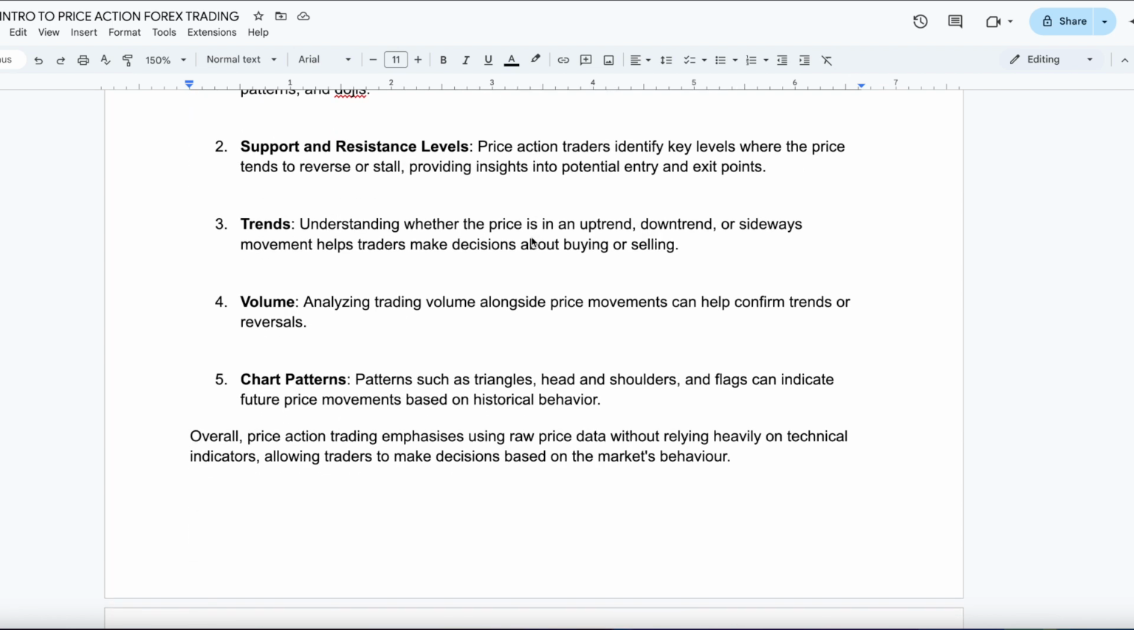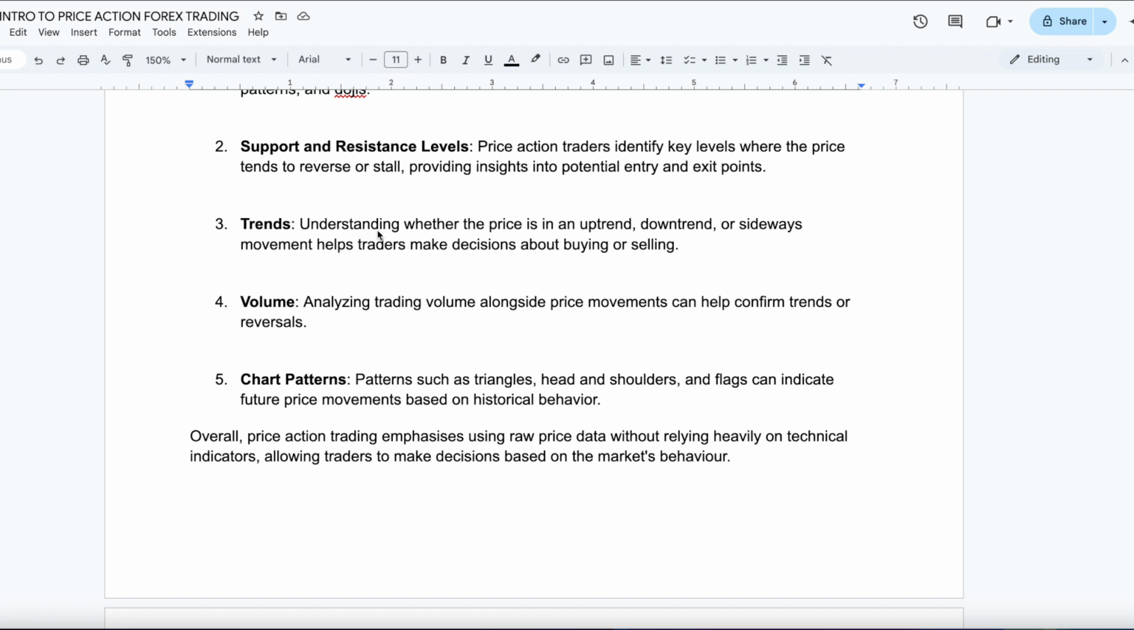The support and resistance levels. Price action also identifies the key levels where the price tends to reverse or stall, providing insights into potential entry or exit. So we are also going to identify these key levels, right? So maybe you watched one or two videos here and there, but you didn't understand what support and resistance levels are. Then in this video, I'm going to show you step by step what they are and how you can use them.